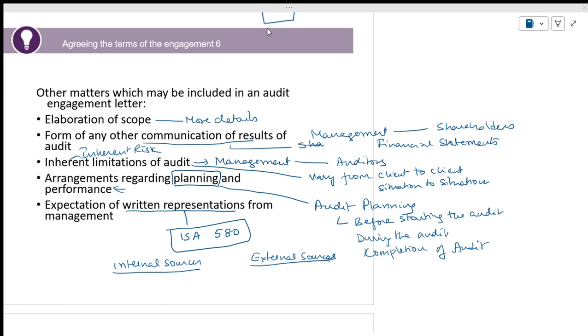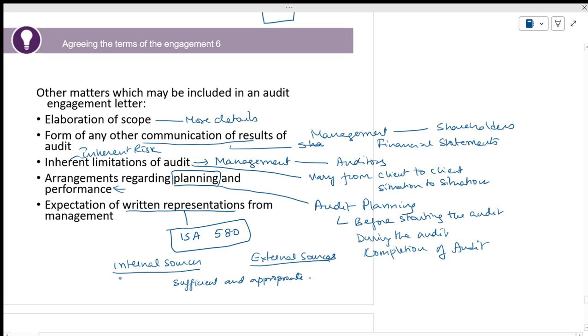When the topic comes, I will explain it to you. Here, there are two ways. First we have to get the communication. Now, what are we doing? The rule says that we have to get sufficient and appropriate evidence.